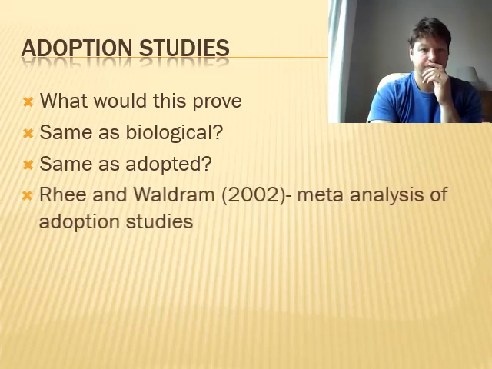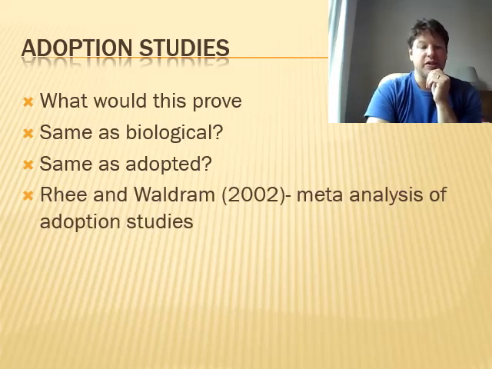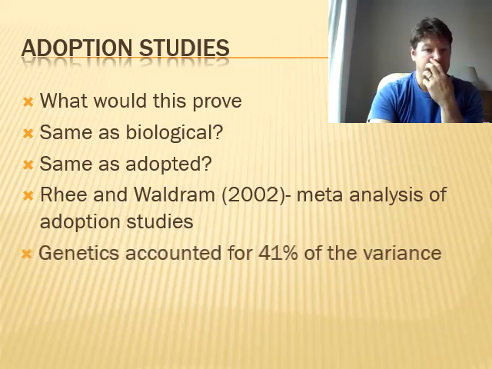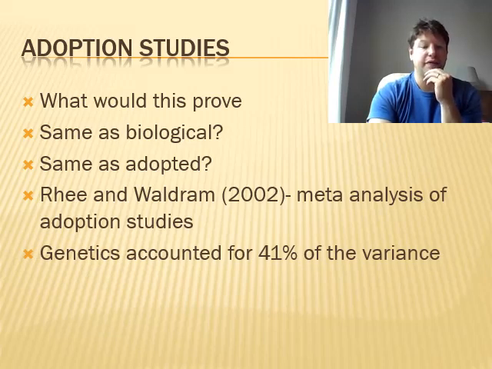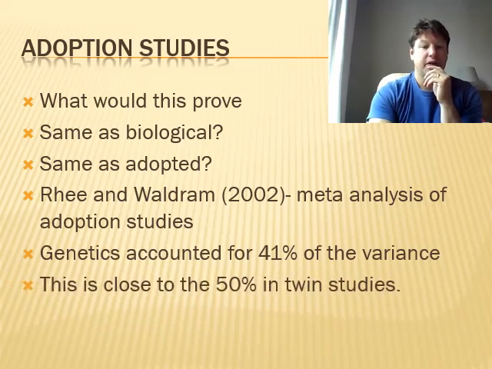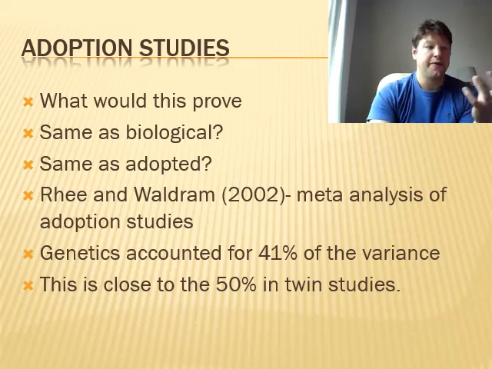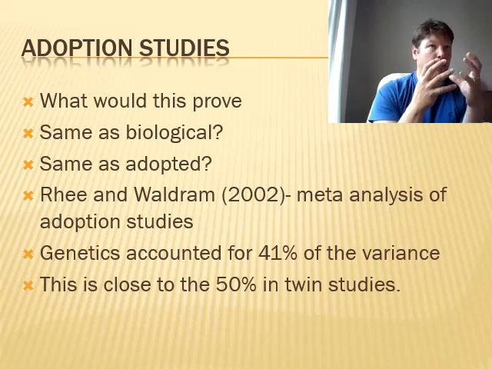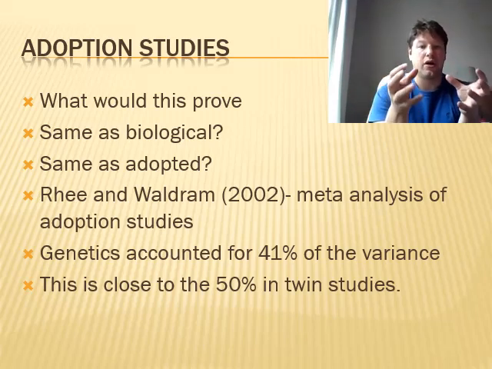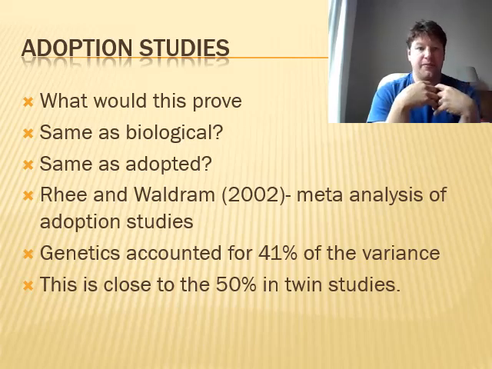It's very interesting. Okay, Rhee and Waldman 2002, so this is your first AO1 within adoption studies. A meta-analysis of adoption studies said that genetics accounted for 41% of the variance. This is close to the 50% in twin studies. So again, finding a lot of evidence for the biological explanation of aggression. At this point we're saying there seems to be quite a large amount of evidence that if your genetic parents are aggressive, then you are far more likely to be aggressive.